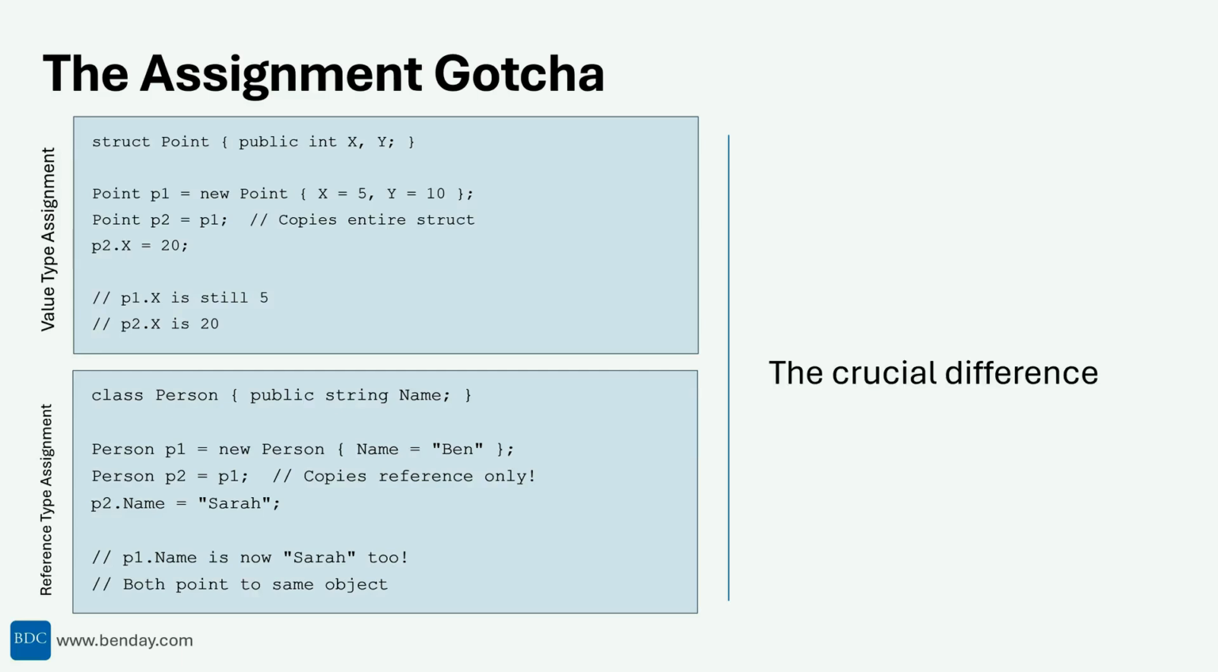This drives me crazy when debugging. With value types, assignment copies the data. With reference types, it copies the address. Two variables, one object.